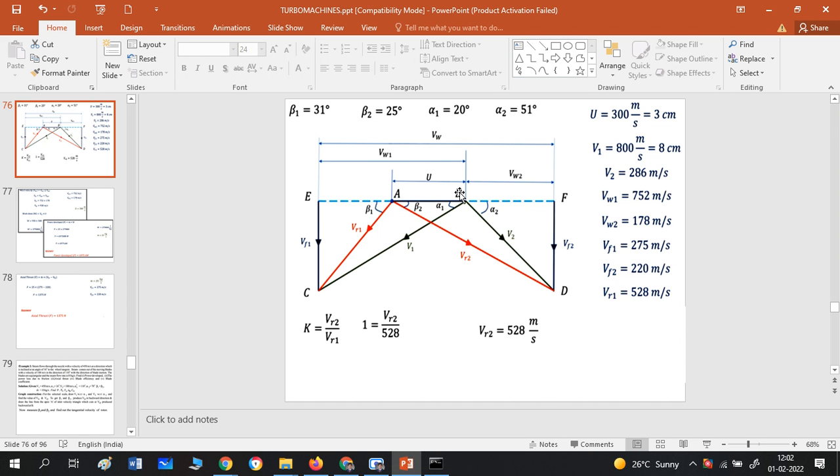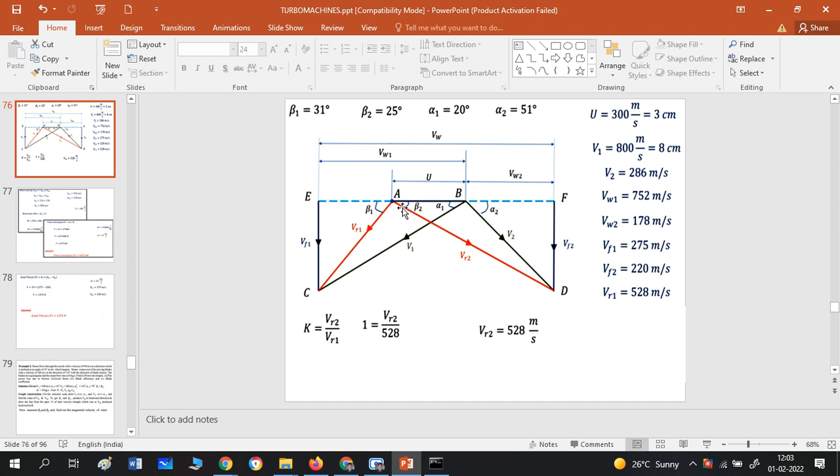So simply what I'll do, I'll draw from point B to D. I'll join a line here and I'll call it V2. So the angle between V2 and this BF is nothing but alpha 2. Using this graph, I can write alpha 2 as 51 degrees. V2, how much did you get from the graph? 286 meter per second.